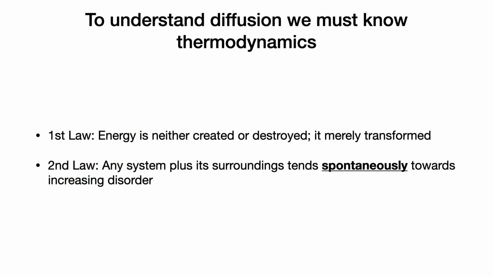So to understand diffusion, we must know something about thermodynamics. It's the second law that's most important, but let's discuss what the first law is. The first law is energy is neither created or destroyed, it's merely transformed. The second law of thermodynamics is any system plus its surroundings tends spontaneously towards increasing disorder. And the key word here is spontaneously, as we will be talking in the future about passive and active transport. And this word spontaneously implies a passive process versus an active process where energy is required.